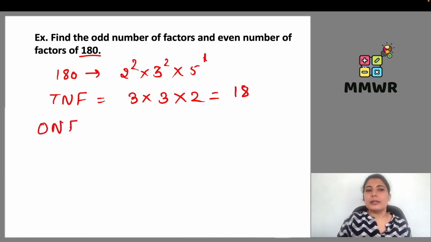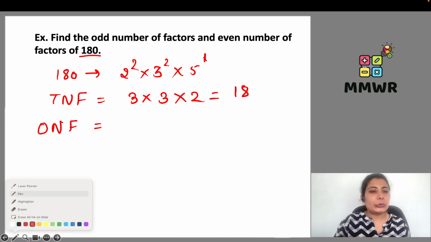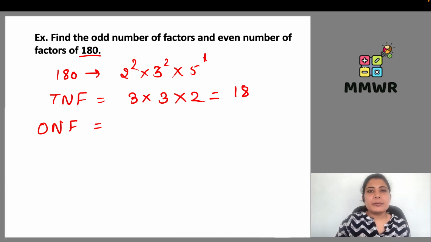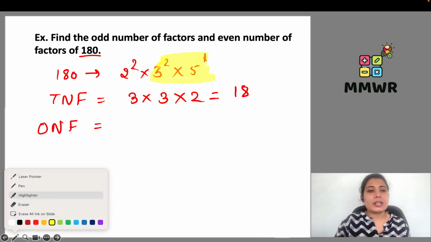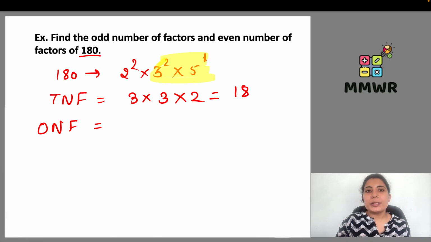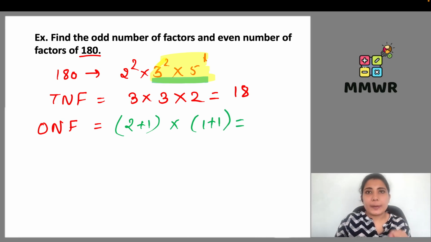Odd number of factors, how do I have to calculate? For odd factors I do not have to include this. Odd factors के लिए मुझे सिर्फ ये portion को लेना है. Okay, with the successor of the power. So the successor of the power, I will be doing in this space. So 2 plus 1, 3, 1 plus 1. Why? Because 5 is the base. 5 की power 1 है. 2 plus 1 is 3, 1 plus 1 is 2, 3 2s are 6.